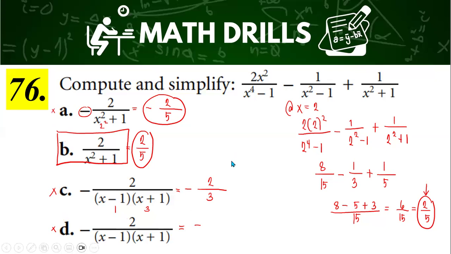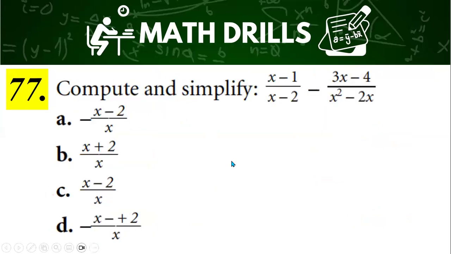Next, 77. Compute and simplify x minus 1 over x minus 2, minus 3x minus 4 over x squared minus 2x. Just the same as what we did earlier, we'll set a value for our x. Let's say our x is equal to 1. We can use 1 since the denominators will not be 0 when we substitute it into the given.